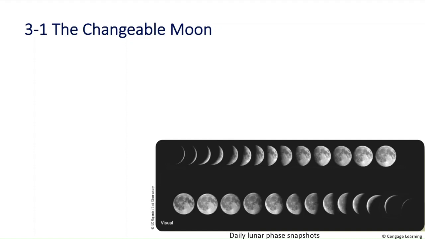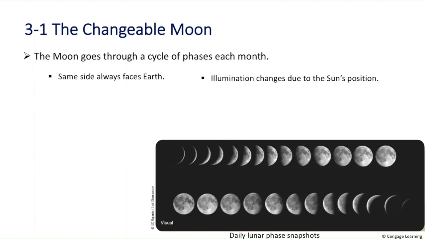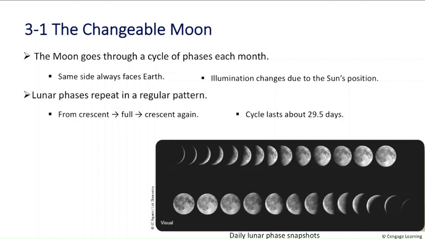We call these changes its phases. So these changes follow a regular pattern that repeats each month. Even though we always see the same side of the moon, it appears differently each night because the sun shines on it from different angles as the moon moves in its orbit. So these phases form a consistent cycle, starting from a thin crescent, growing to full, and then shrinking back to crescent again, roughly every 29 and a half days.